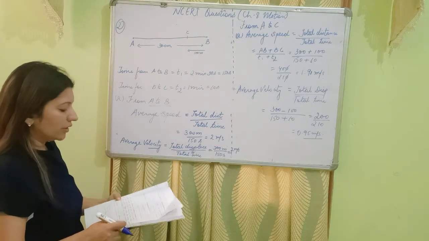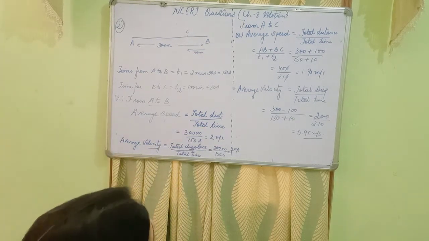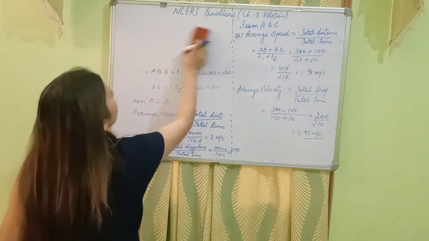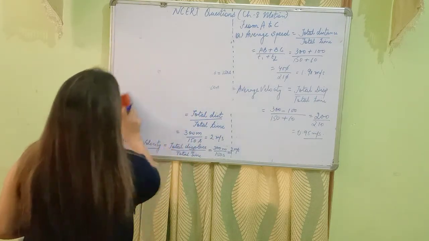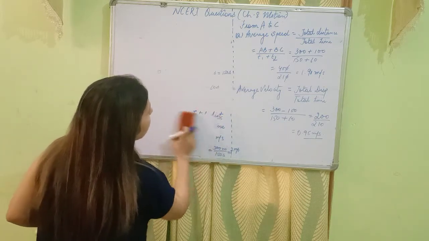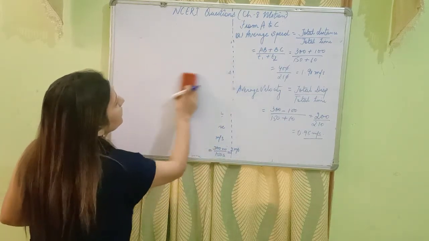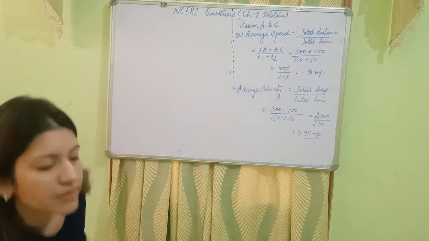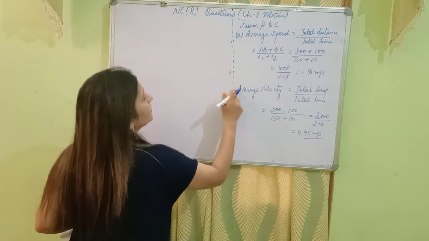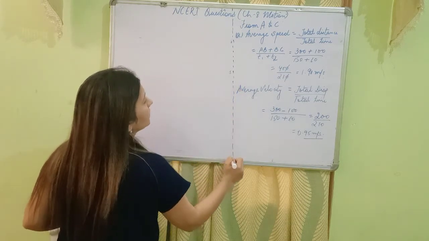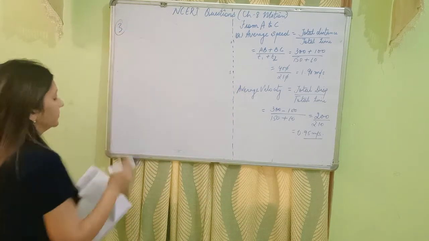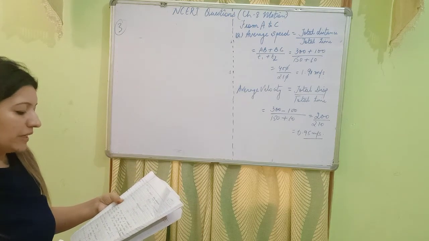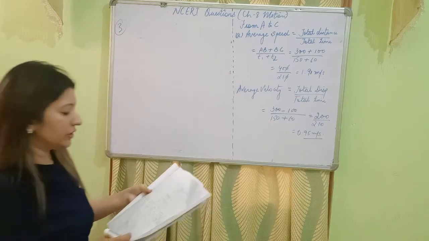Coming over to the third question. Third question is: Abdul, while driving to school, computes the average speed of his trip to be 20 kilometers per hour.